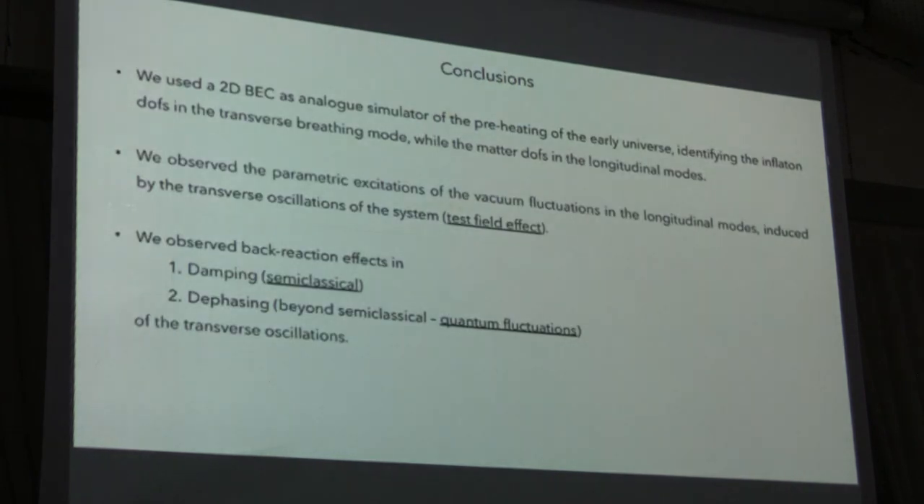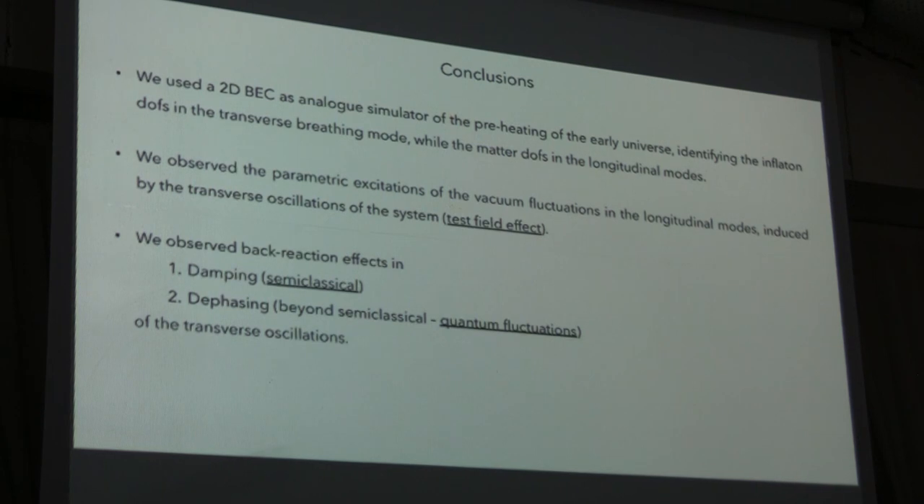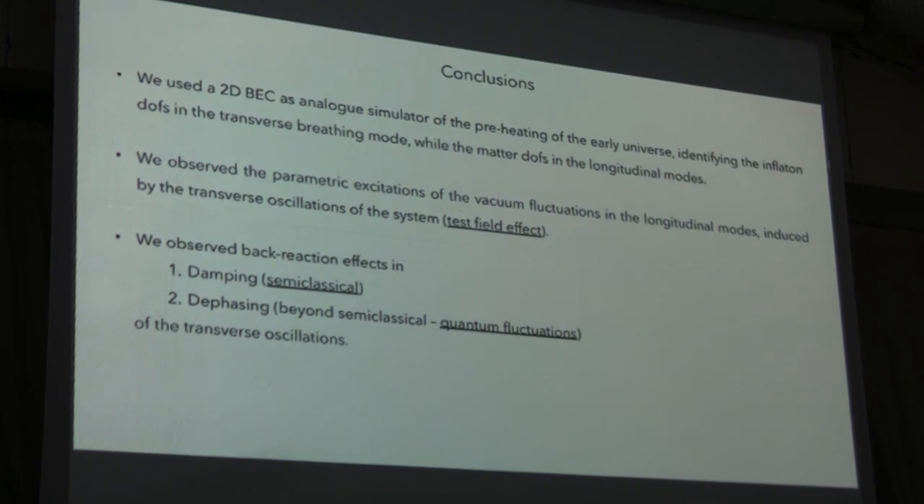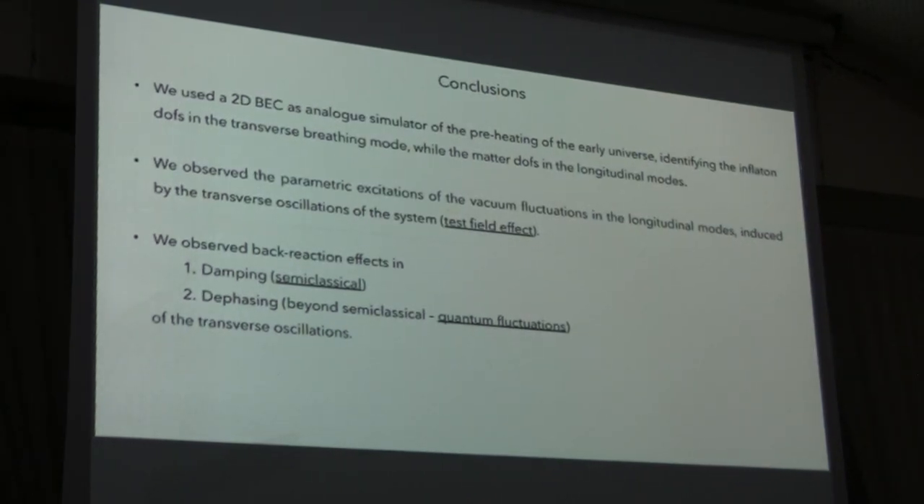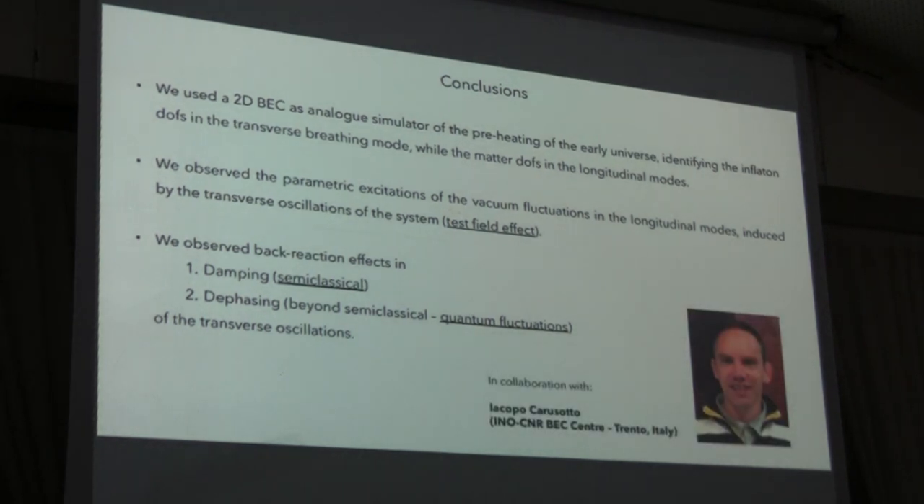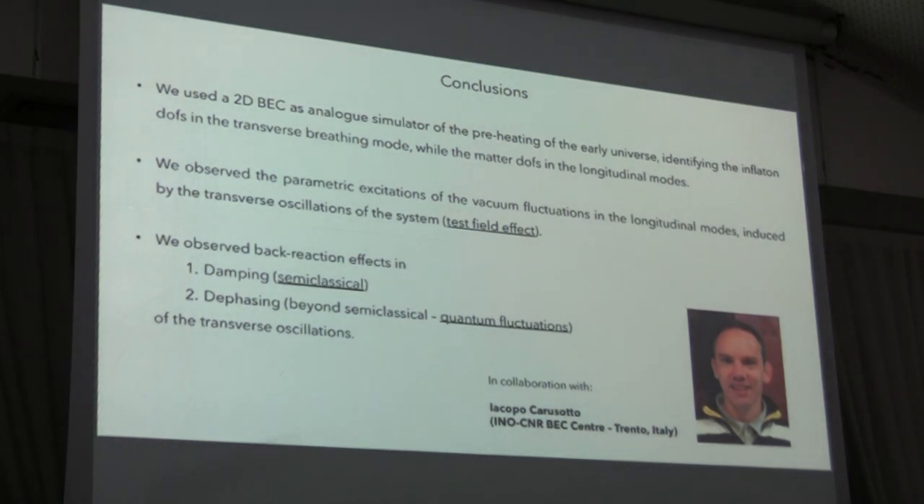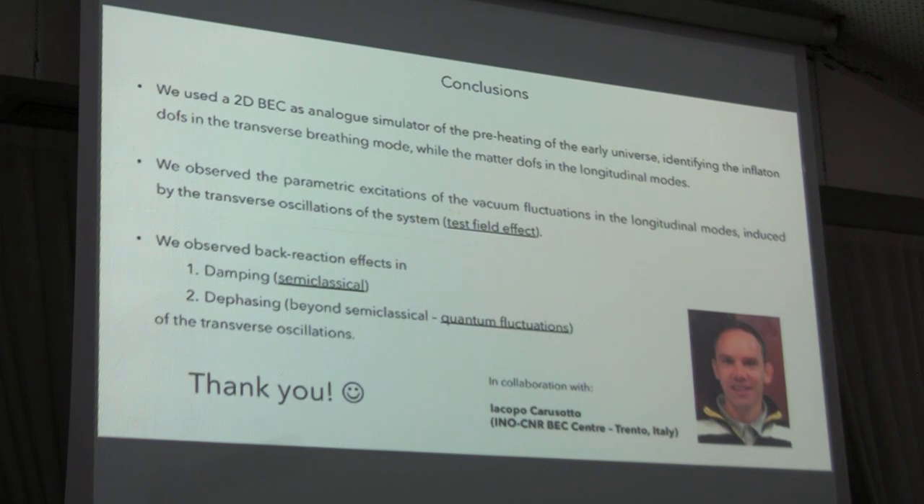So with that, I conclude by giving the main takeaways of this talk. I used a two-dimensional BEC as an analog simulator of the early universe, and identified the inflaton degrees of freedom in the transverse modes of this system, while the matter degrees of freedom are in the longitudinal modes. I observed the test field effect, that is the parametric amplification of the zero-point fluctuations in the longitudinal modes, which are induced by these transverse oscillations, but also observed back-reaction effects both at the semi-classical level, particularly in the damping of these transverse oscillations, but also beyond, particularly in the dephasing of the transverse oscillations. With that, I would like to acknowledge Jacopo Rusotto from the Pitaevskii BEC Center in Trento, who collaborated on this work, and thank you very much for your attention.